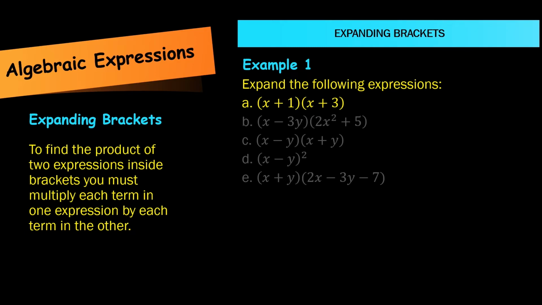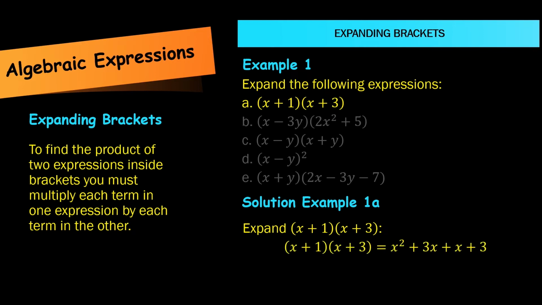So let's begin by solving example 1a. Expand the expression shown on your screen. So x times x is x squared, x times 3, 1 times x, and 1 times 3. So all the terms have been added together. Now we tidy up. So x squared remains as it is. 3x plus x is 4x. And 3 also remains as it is.